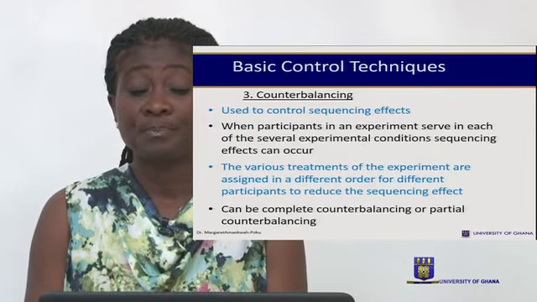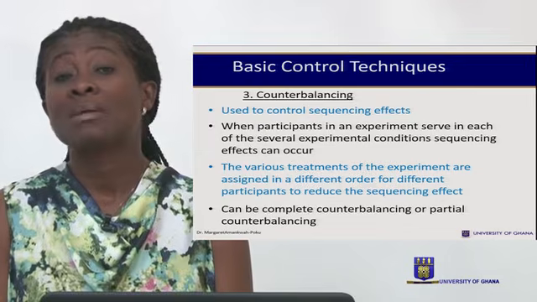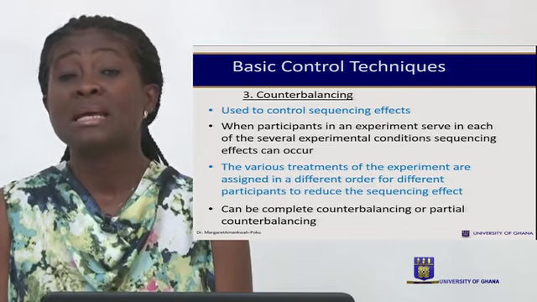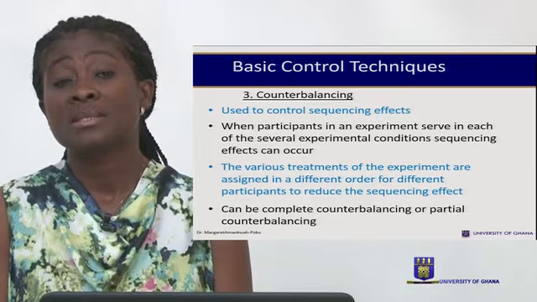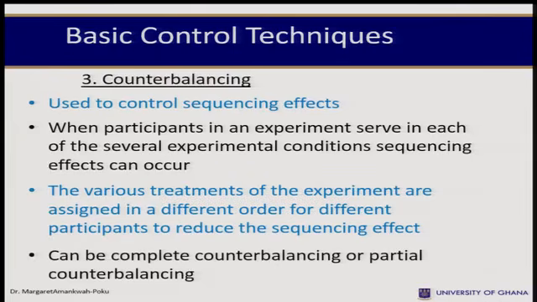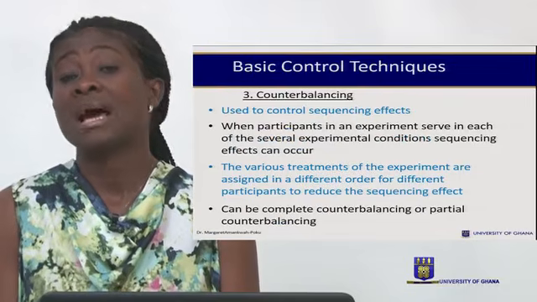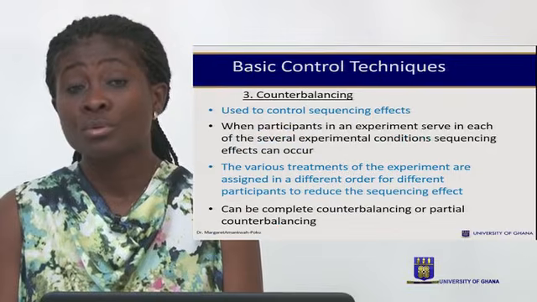Another basic control is counterbalancing. Remember when I talked about the within participant design, I mentioned that the main challenge with this design is the sequencing effect. So counterbalancing is used to control sequencing effect. The various treatments of the experiment are assigned in different orders for different participants in order to reduce the sequencing effect, so that if it is the sequence with which we administer the various conditions that is affecting the outcome of the study, that is controlled for.